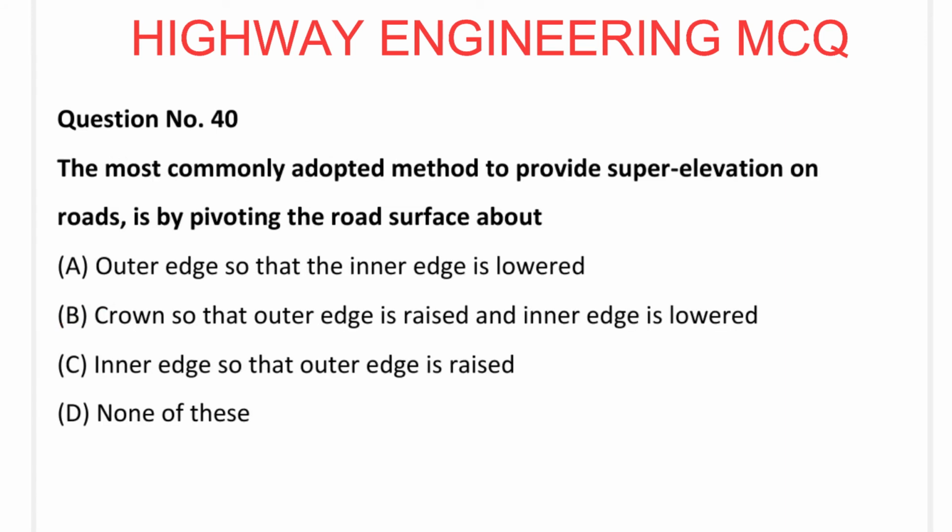So next question, the most commonly adopted method to provide super elevation on the roads is by pivoting the road surface about: option A, outer edge so that the inner edge is lowered; option B, crown so that the outer edge is raised and inner edge is lowered; option C, inner edge so that outer edge is raised; D, none of the above. So the correct answer is the inner edge so that outer edge is raised.